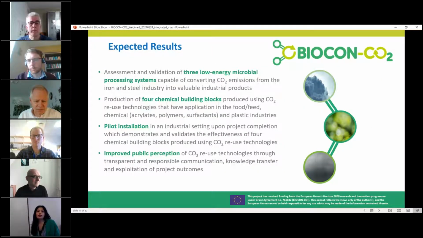So the expected results that we aim to achieve are the assessment and validation of low energy microbial processing systems able to convert CO2 into the targeted product, by producing 4 chemical building blocks, and scaling up these technologies developed within the project at a pilot plant level, whose construction is ongoing, and it's aimed to be achieved by the end of this year, and improving as well the public perception of CO2 reuse technologies. So this is a very broad overview of what we are trying to achieve in this very challenging project.